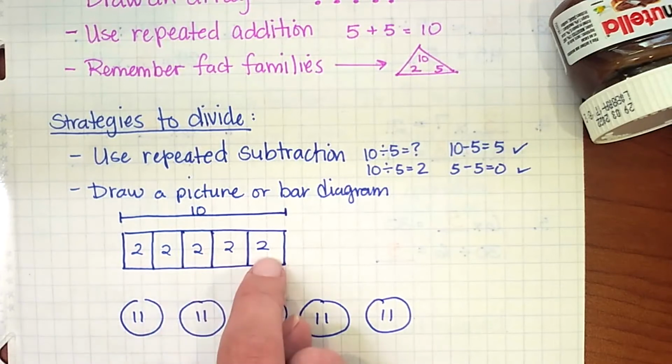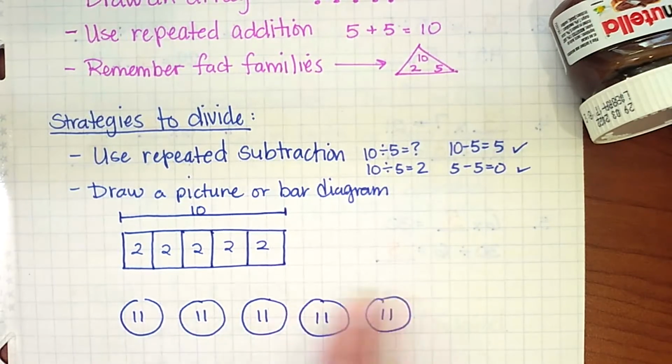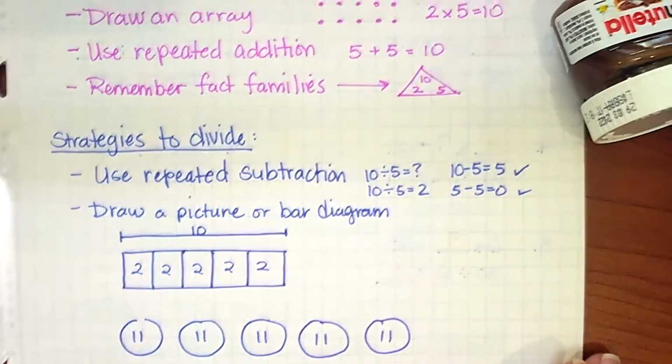And I found out that I have 2 in each group. Or I could draw, I can make 5 circles and put 1 in each one until I run out. So 1, 2, 3, 4, 5, 6, 7, 8, 9, 10. And I could see that there's 2 in each group. That's the most that I could put in there before I ran out.